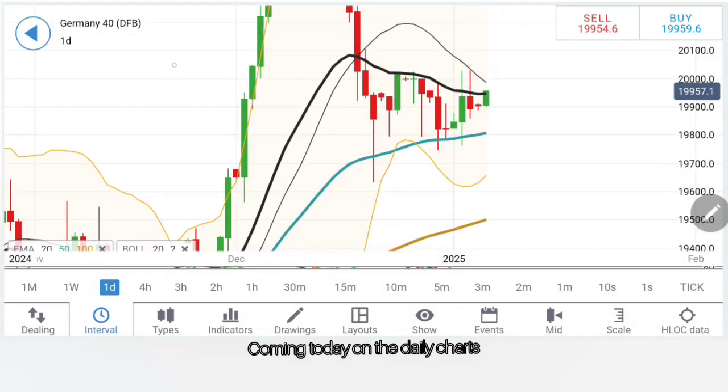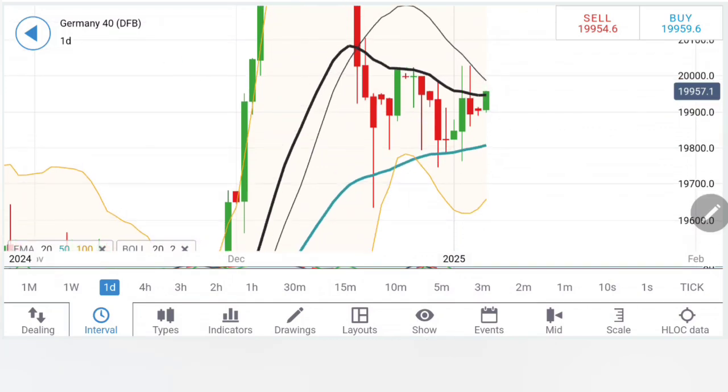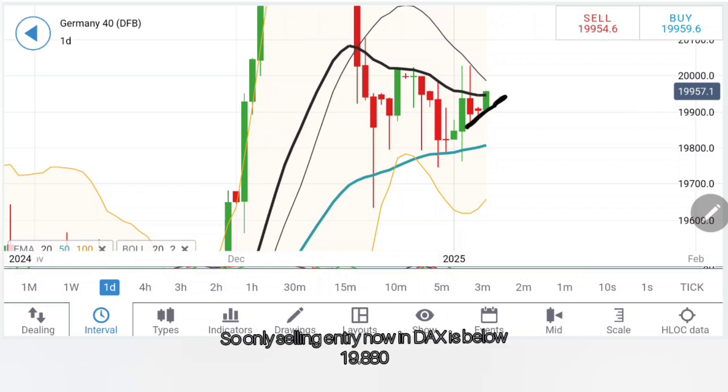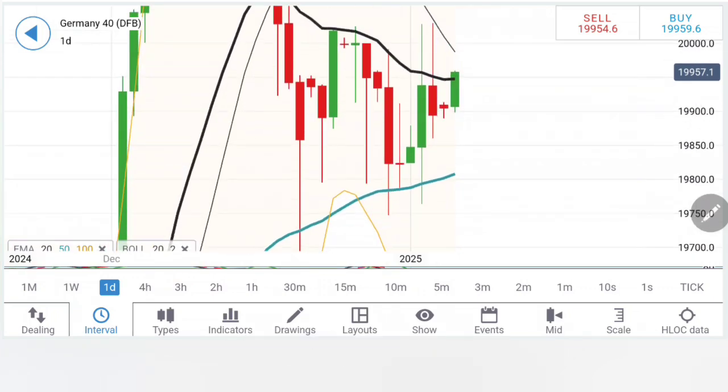Coming to the daily charts, there is a greater support zone till 19,800. The 50 period is right now trading above the 20 period, which is a good sign for the bulls. Also remember, higher lows are seen, so the only selling entry now in DAX is below 19,880 levels. As long as 19,880 is not taken, I will not recommend you to buy DAX.